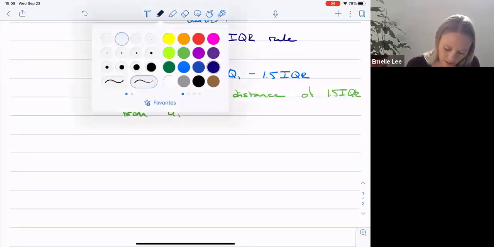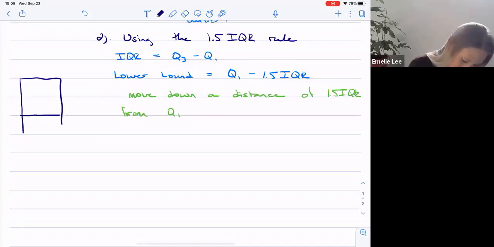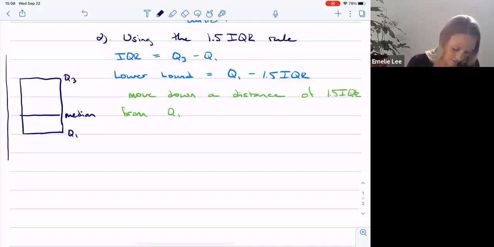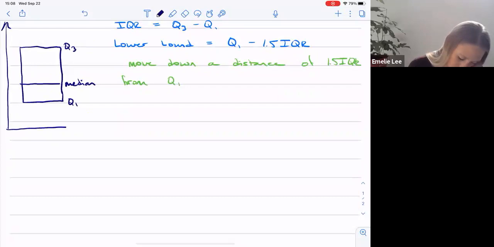So in terms of a box plot we saw, I'm just going to draw one here on the side. If we have something like this, here's the median, here's Q1, and here's Q3, because we assume that we have some kind of arbitrary scale here on this side. Then we want to move down, I'll use a different color maybe. How about that? Right, then we move down a distance of 1.5 times the interquartile range.